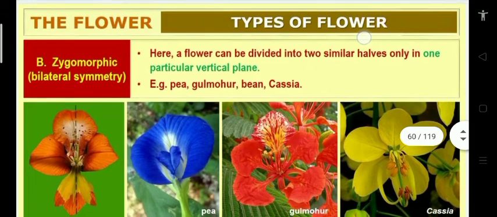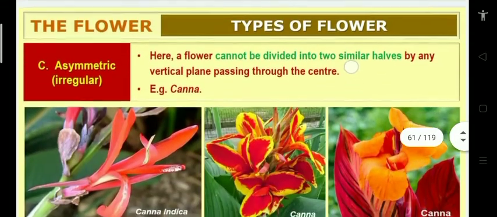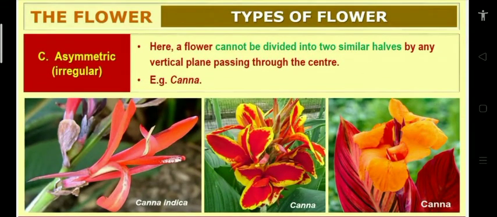Zygomorphic, the flower can be divided into two equal halves by only one vertical plane. You just see the diagram on the left side, by only one vertical plane. That's called zygomorphic. It's also called bilateral symmetry. Pea, gulmohar, bean, cassia. So zygomorphic condition or bilateral symmetry is seen in Fabaceae family. Asymmetric, the flower cannot be divided into two equal halves by any vertical plane passing through the center. Example, canna. This is asymmetric or irregular flowers.